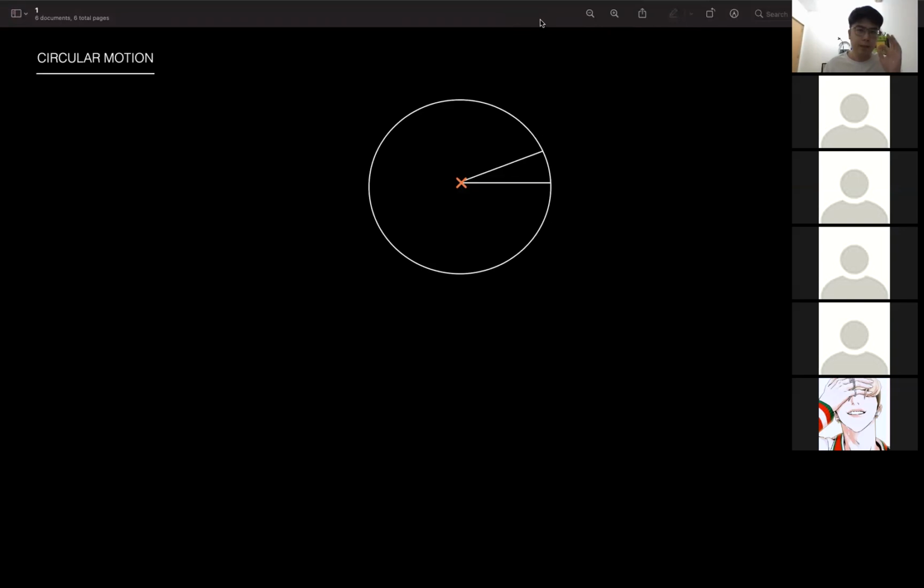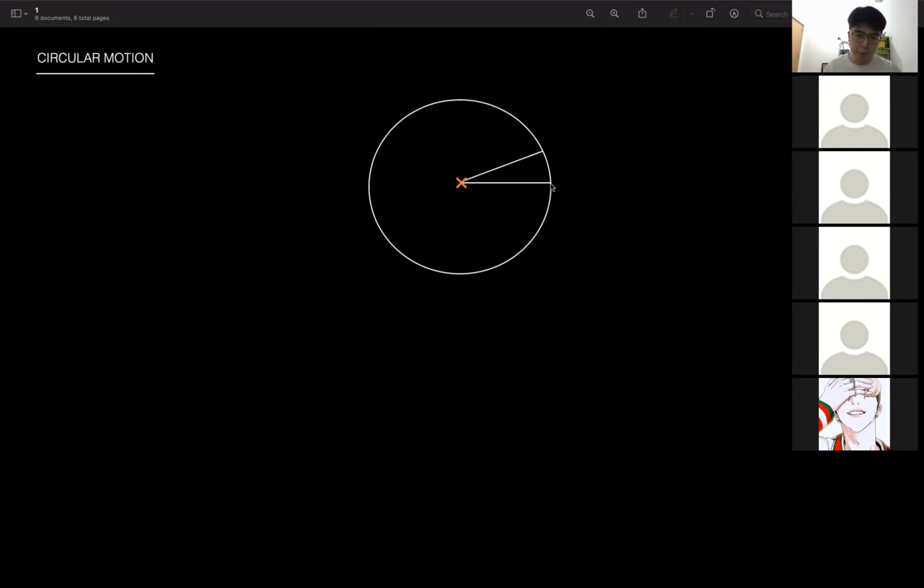Now, let us suppose that a particle is moving in a circular path. Before we talk about all these things, let's first understand some of the important terminologies, such as angular displacement, angular velocity, and linear displacement. So suppose that a particle is moving in a circular path with a uniform velocity.